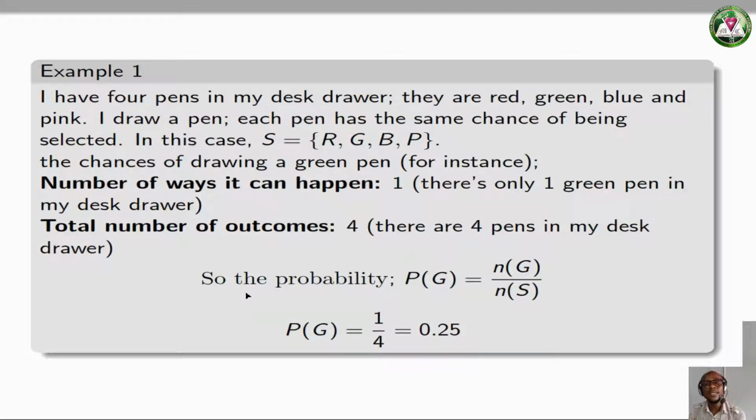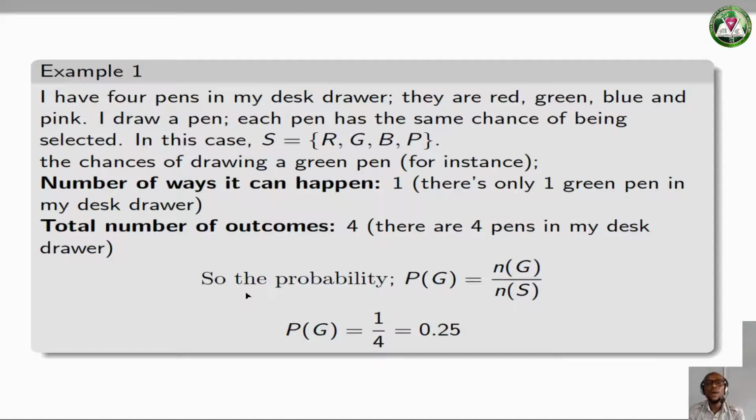There's only one way we can draw a green pen. When you dip your hand in that drawer of yours, there's only one way you can pick a green pen by chance. Remember I said earlier that probability is all about chance. So the number of ways it can happen is 1. There's only 1 green pen in my desk drawer. That's why the number of ways it can happen is 1. Then the total number of outcomes, which we just defined earlier as the sample space, is 4, because there are 4 pens in my desk drawer.